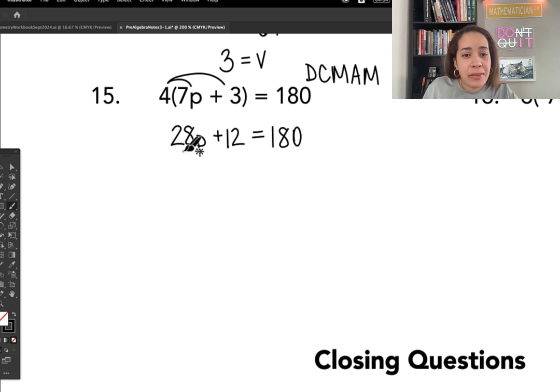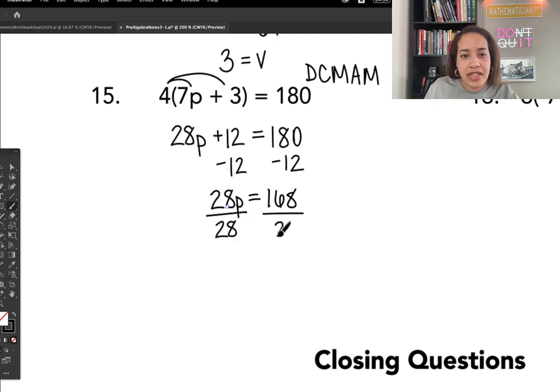We see a two-step equation. We want to cancel out this addition before we cancel out this multiplication. So I'm going to cancel the addition by subtracting 12 from both sides. Now I've got 28p by itself on the left side, and then on the right side, I've got 168. 180 minus 12 gave me 168. So now I'm down to my very last step. I see multiplication, so I need to do the opposite, and I need to divide both sides by 28.